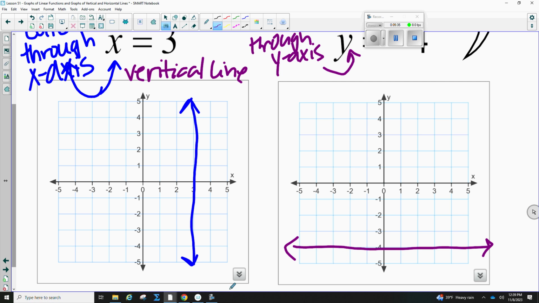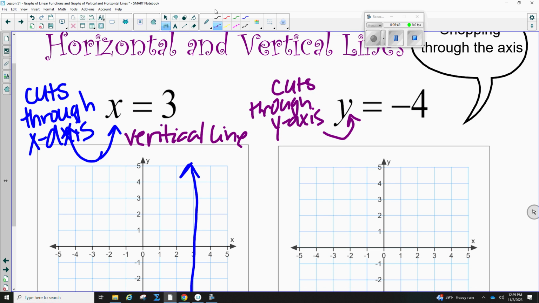So every point on that line, y is -4. X is any number, like -4, -4. Y is -4, y is -4. X is anything, y is -4, so it always cuts through the y-axis. Again, you might want to remind yourself, y graphs are always horizontal lines. They cut through the y-axis. All right, so those are special ones.